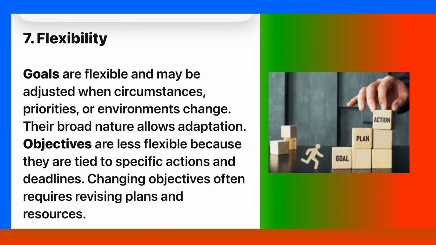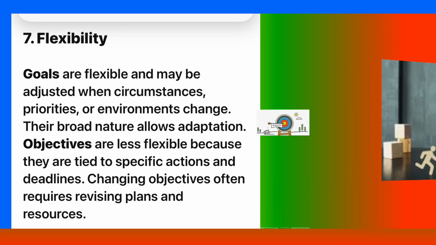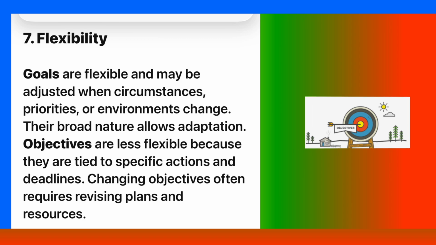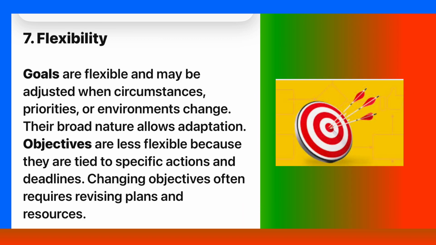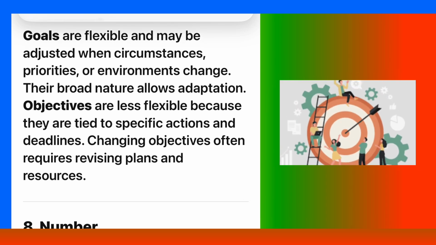7. Flexibility. Goals are flexible and may be adjusted when circumstances, priorities, or environments change. Their broad nature allows adaptation. Objectives are less flexible because they are tied to specific actions and deadlines. Changing objectives often requires revising plans and resources.